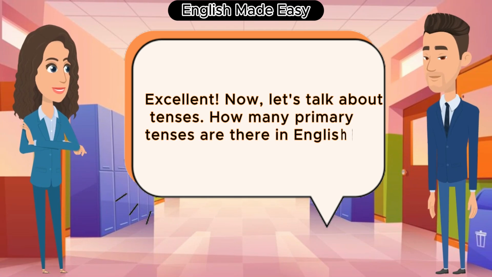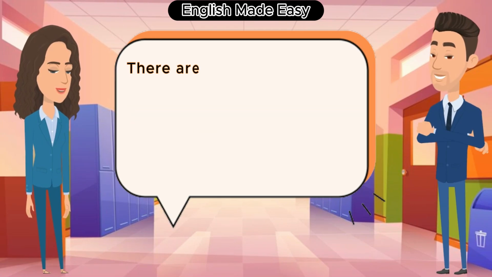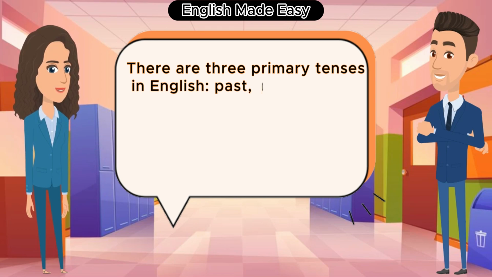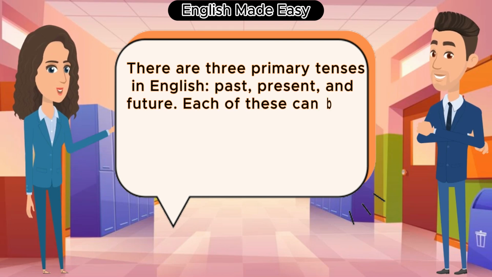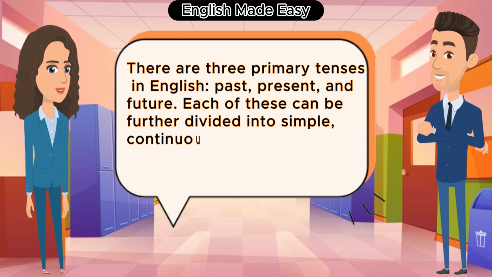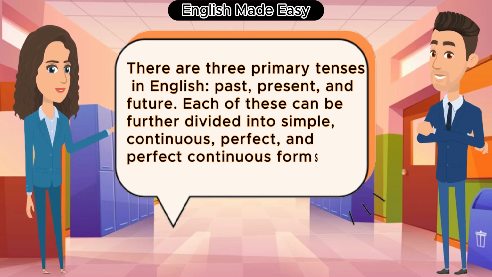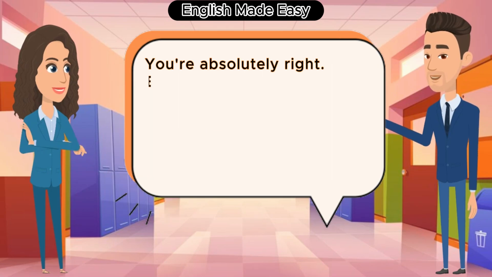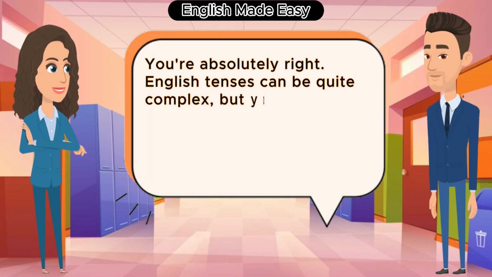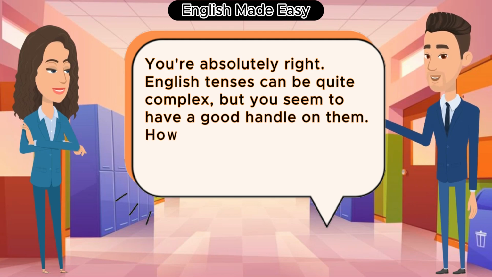Now, let's talk about tenses. How many primary tenses are there in English? There are 3 primary tenses in English: past, present, and future. Each of these can be further divided into simple, continuous, perfect, and perfect continuous forms. You're absolutely right. English tenses can be quite complex. But you seem to have a good handle on them.